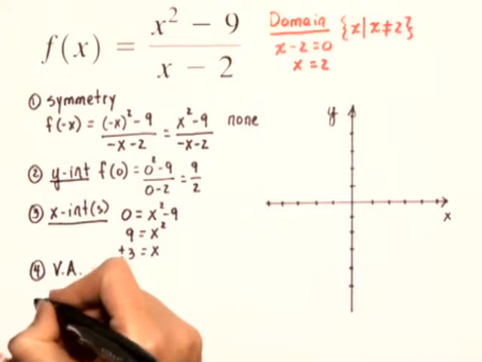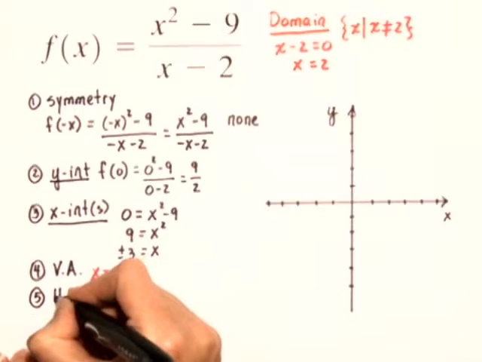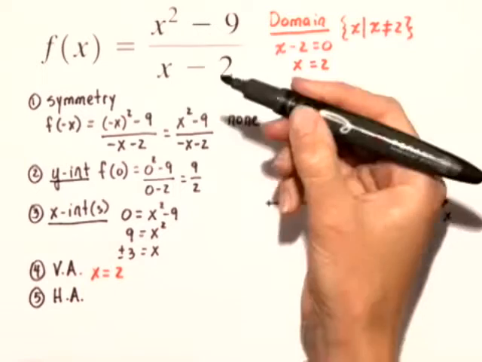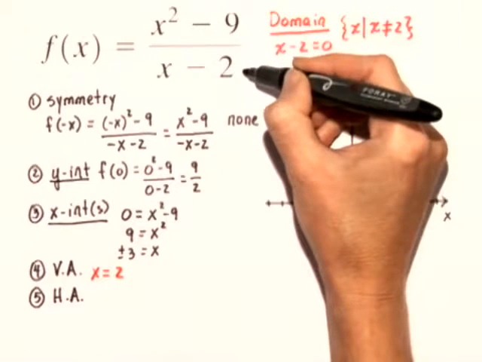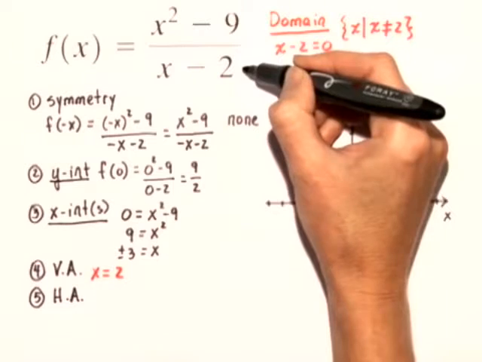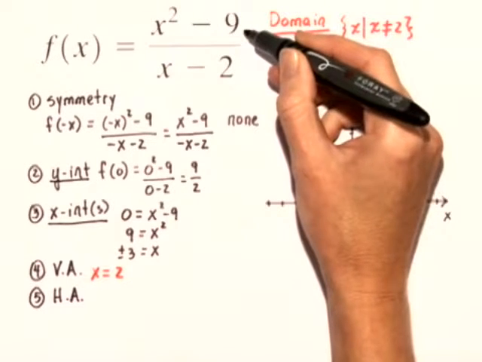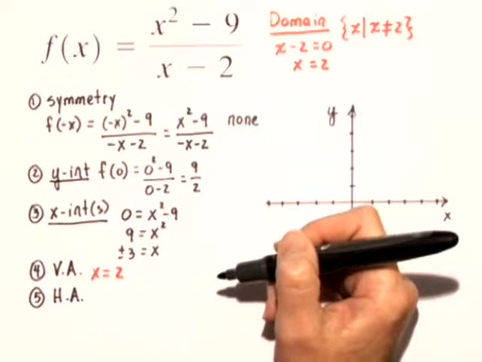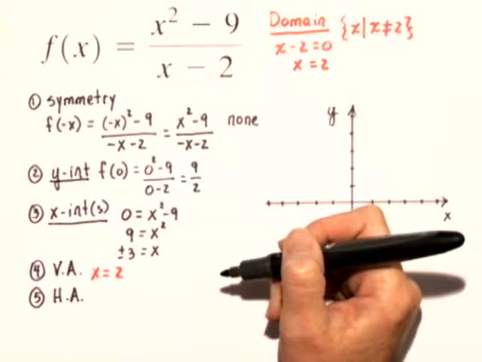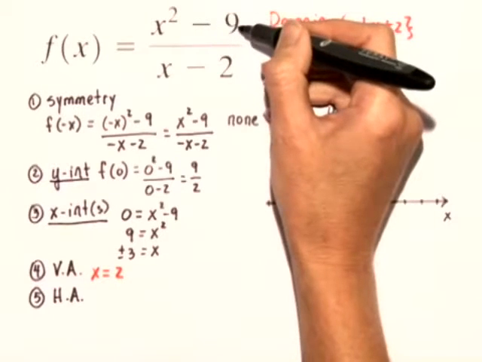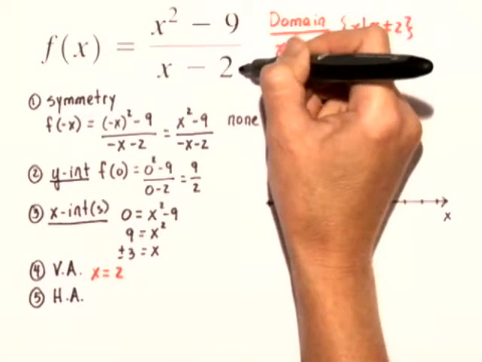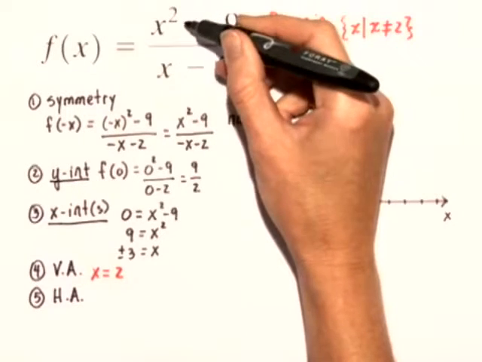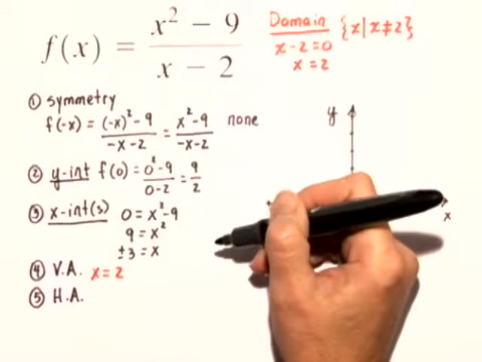Now in step 5, we want to see whether or not we have a horizontal asymptote. We find a horizontal asymptote by comparing the degree of the numerator to the degree of the denominator. We have three possible cases. If the degree of the numerator is less than the degree of the denominator, then we just have the x-axis, or the line y equals 0, as a horizontal asymptote. That's not the case here. The degree of the numerator is 2, the degree of the denominator is 1, so by looking at those exponents we can see the degree of the numerator is not less than the degree of the denominator.